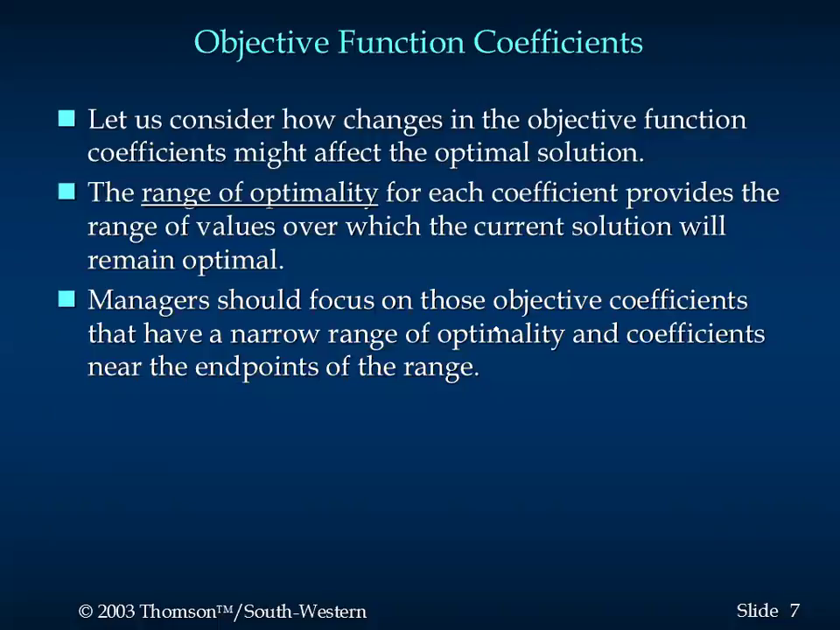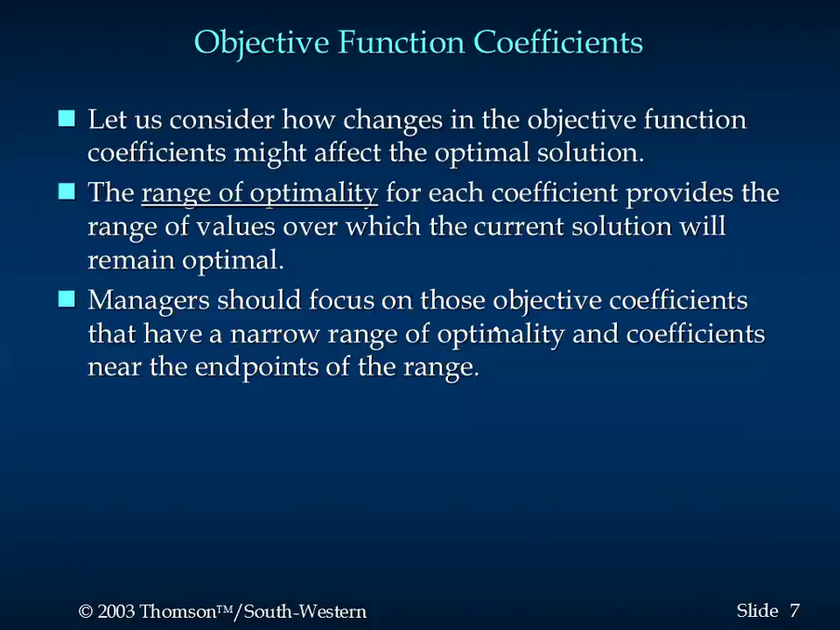Okay? Now, because of which, we're now concerned about whether our solution remains optimal if we change the objective function coefficient. And the range of optimality for each coefficient provides the range of values over which the current solution remains optimal. Okay? So, managers should focus on these objective function coefficients that have narrow range of optimality and coefficients near the endpoints of the range. All right?